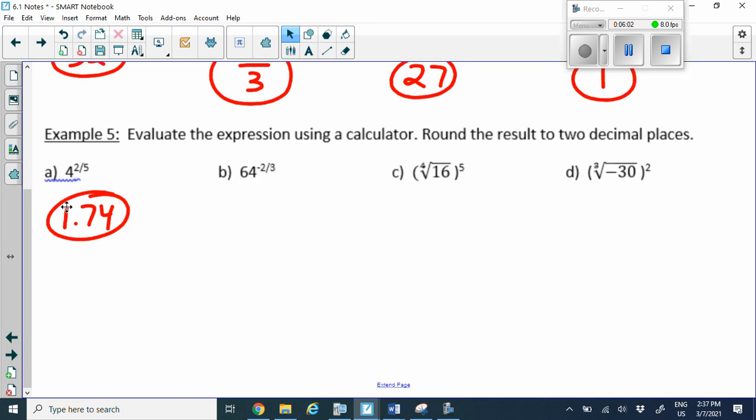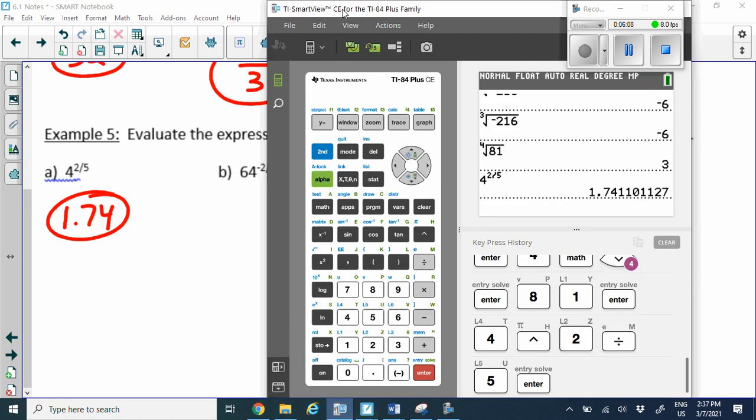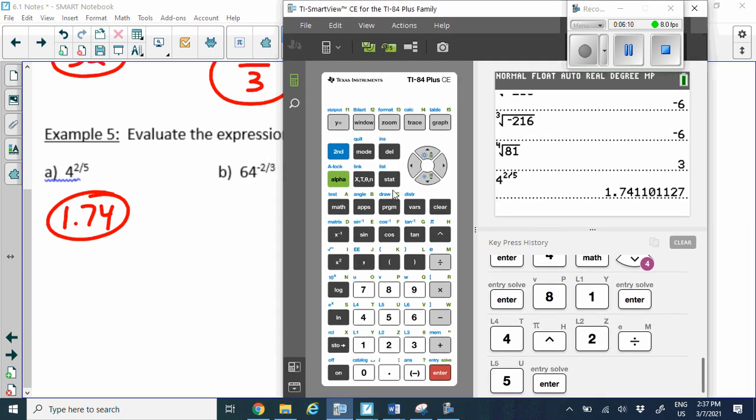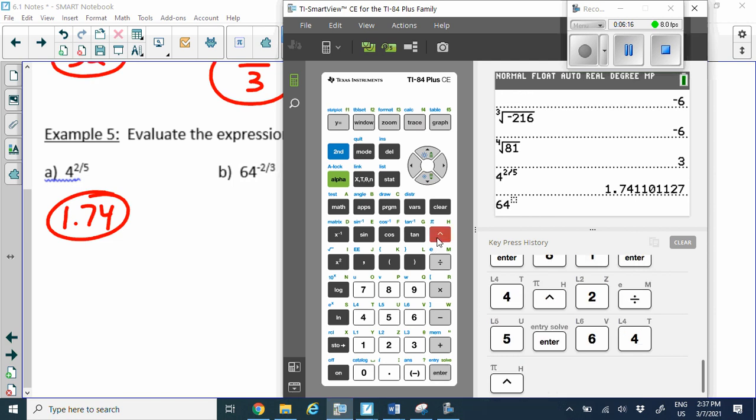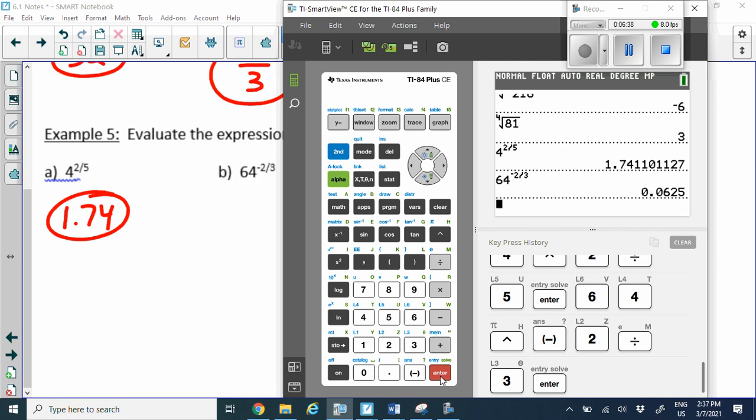Okay, now in part B, we have 64 to the negative 2/3. The nice part here, because we are using a calculator, is I don't need to rewrite that as a fraction, because we're just wanting a decimal. So I have 64 to the, once again, I use that caret key to represent an exponent. Make sure you use the negative button and not the subtraction button, because otherwise it will not work. So we have negative 2 divided by 3. And once again, if you are using a scientific, you'll do the negative 2 divided by 3, then end your parentheses. So we get about 0.06 as our answer here.